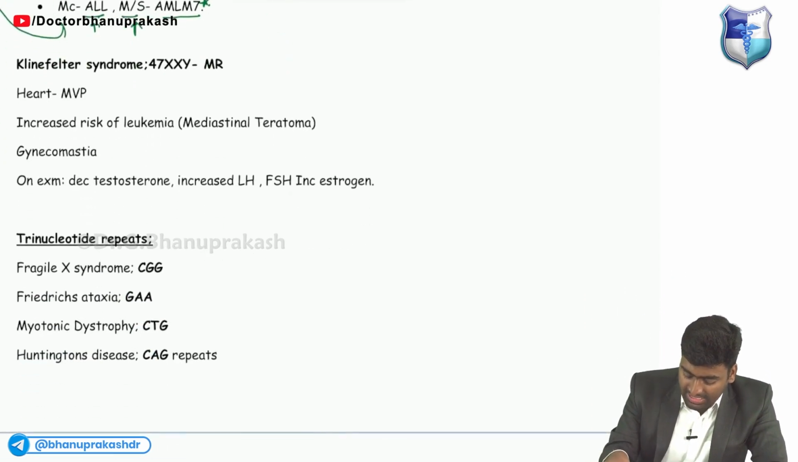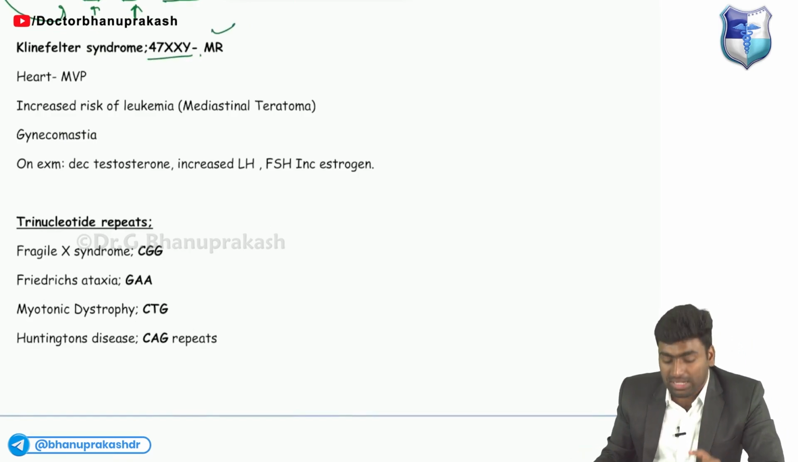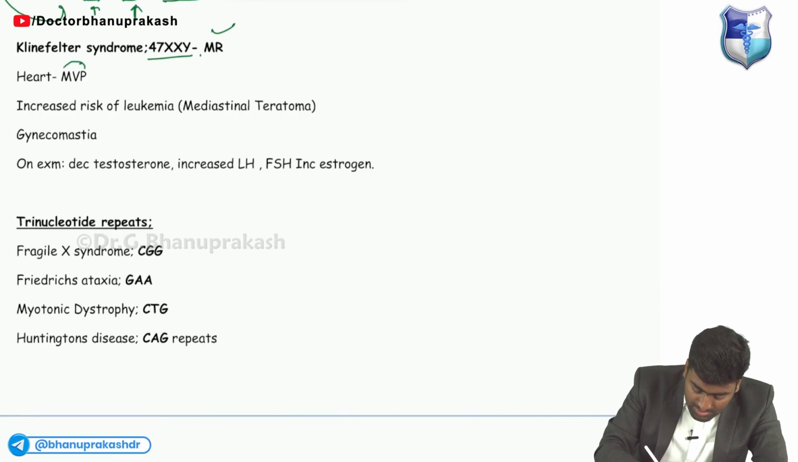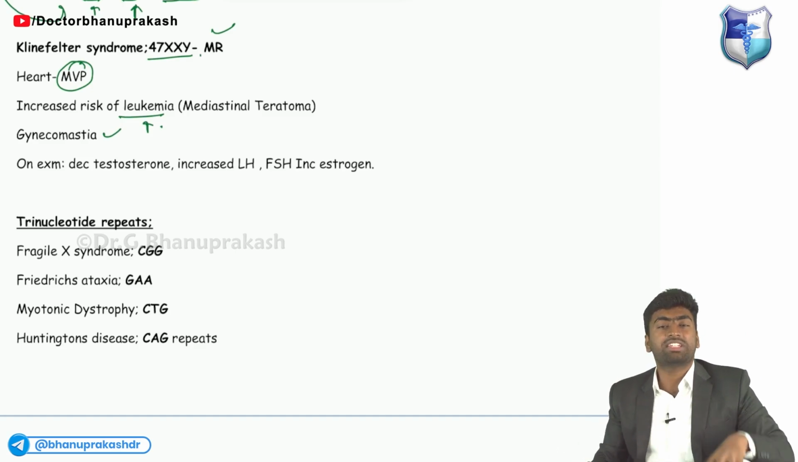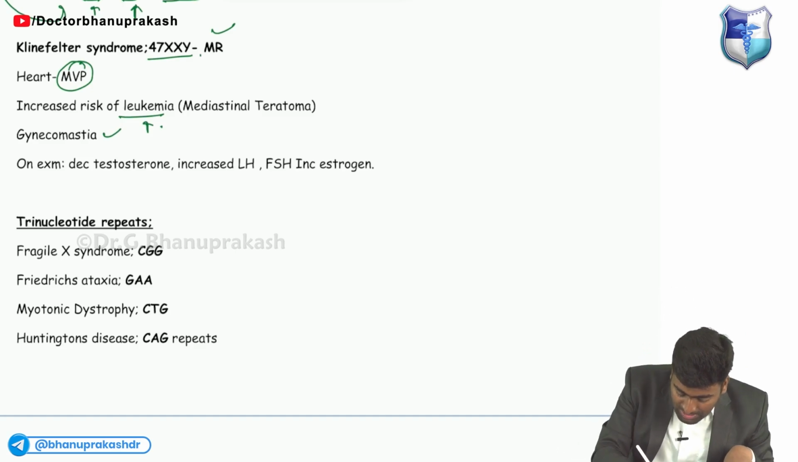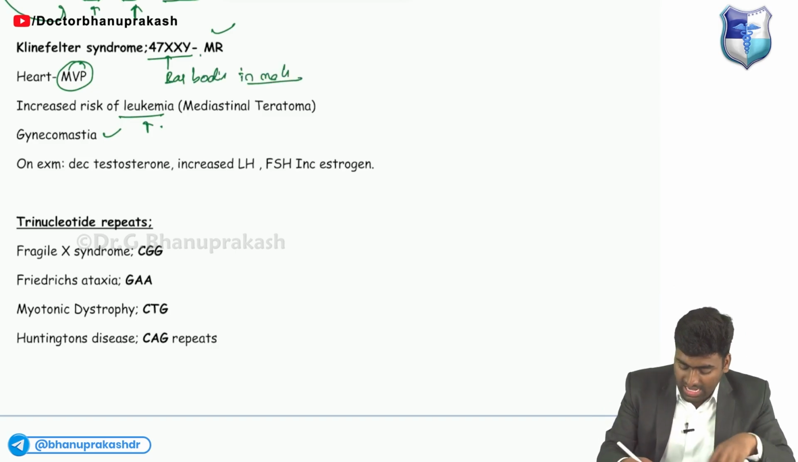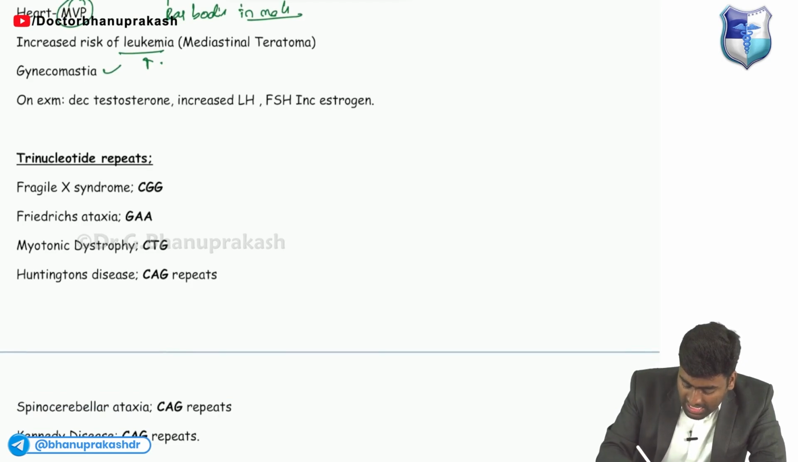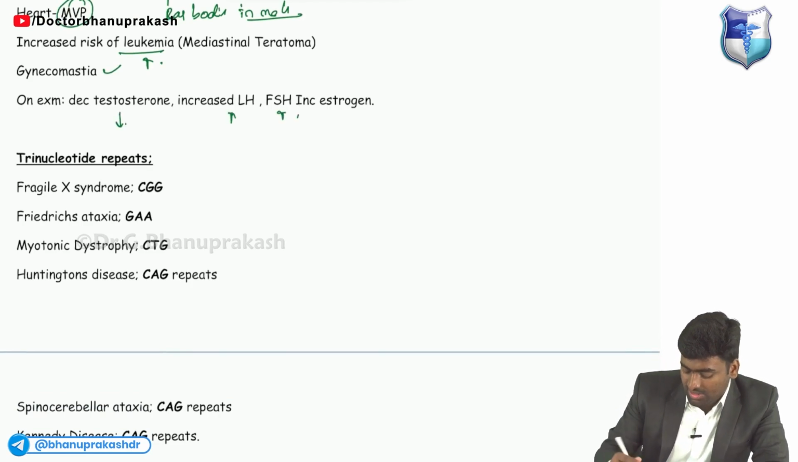Okay, and Klinefelter, the chromosome number is 47XXY. It will have mental retardation, and in the heart you will see mitral valve prolapse, and there will be an increased risk of leukemia, and enlargement of breast in males, known as gynecomastia, and presence of Barr bodies in males. Remember, on evaluation you will see decreased testosterone and increased LH and FSH. Just remember this much.